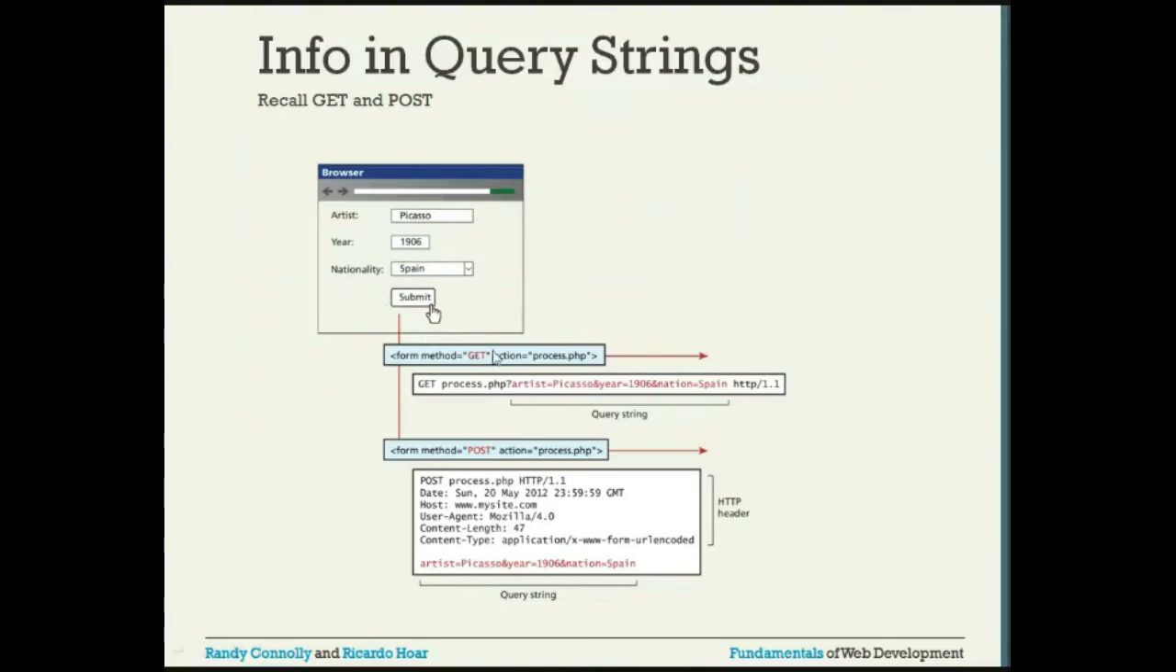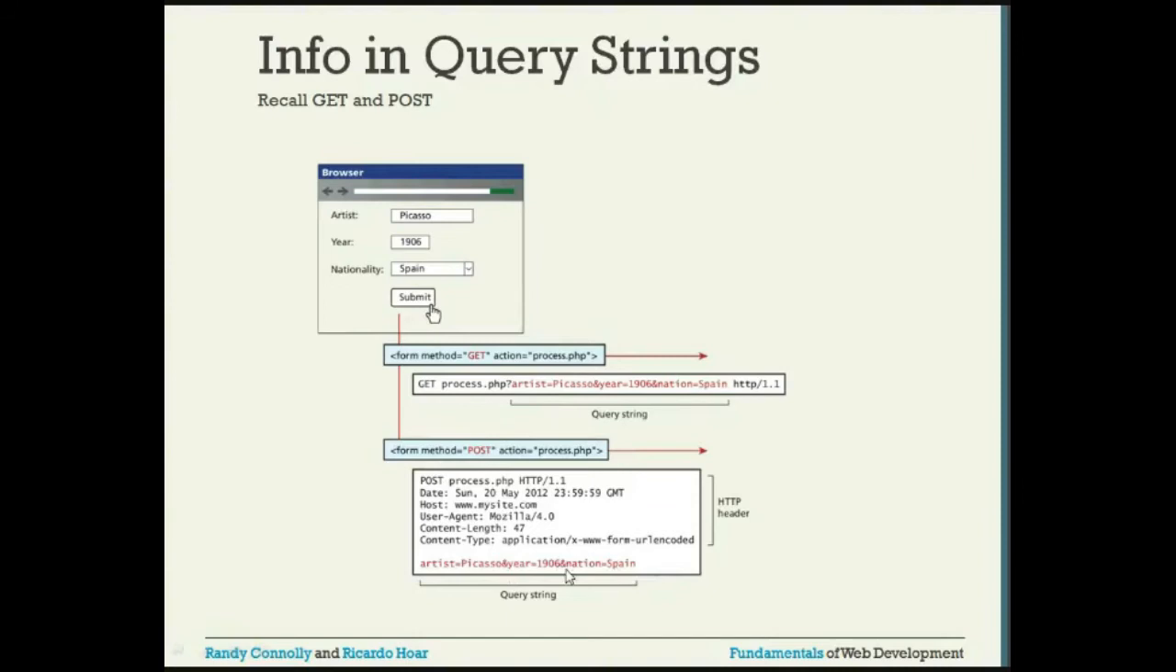it will be sent like this query string: artist equals Picasso. The name given to this control is artist, the name given to this control is year, and the name given to this control is nation. This is the name and value pair, where the value is whatever the user has entered, separated by ampersand. Then we have year equals 1906 and nation equals Spain. This is the query string. If it is a POST method, it will be sent as a part of the HTTP header. So inside the HTTP header, we have artist equals Picasso, the same information separated by the ampersand.